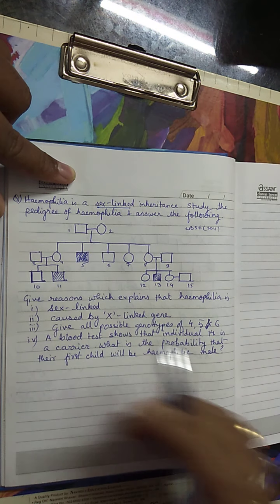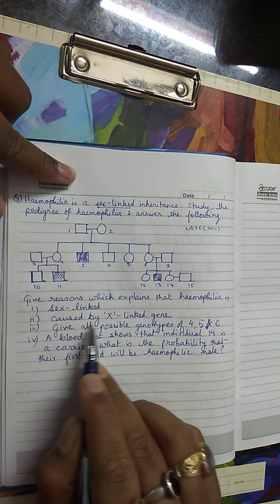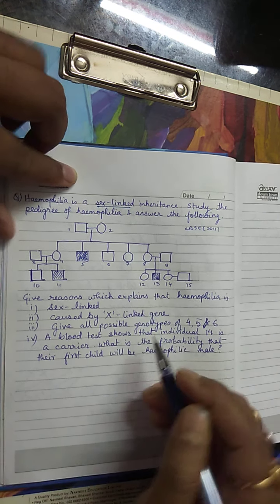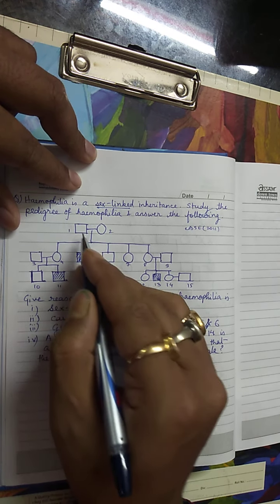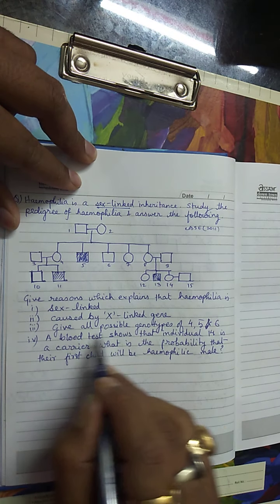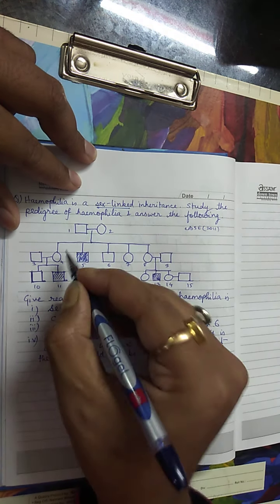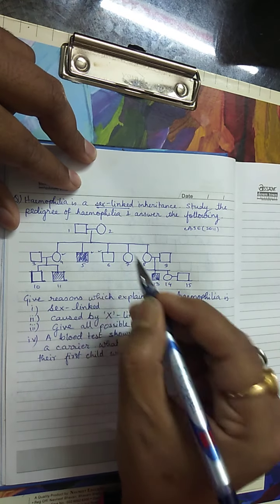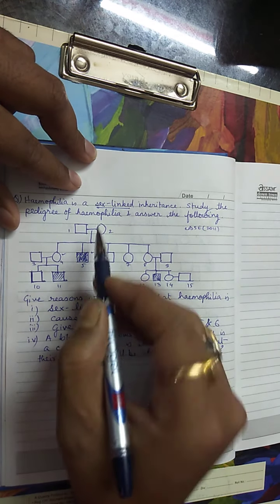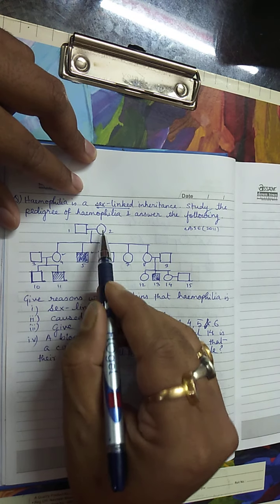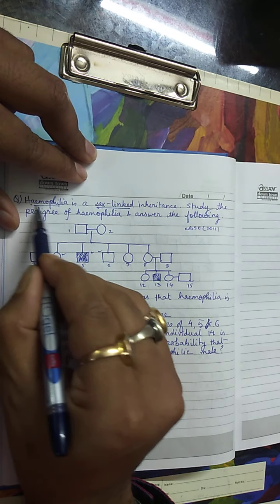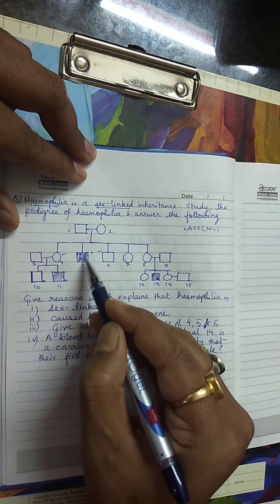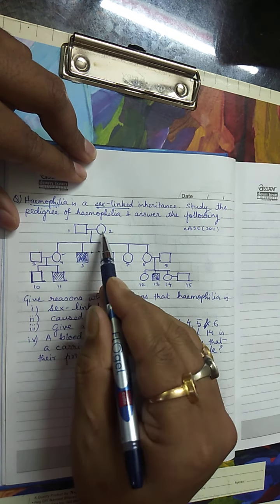The second reason we have to give is that it is caused by an X-linked gene. Then we have to give all the possible genotypes of members number 4, 5 and 6. So it is hemophilia. Two individuals are totally normal, they are not showing hemophilia, because the disease here is hemophilia, so the shaded portion shows hemophilia. Both parents are unshaded, so that means they do not have hemophilia.